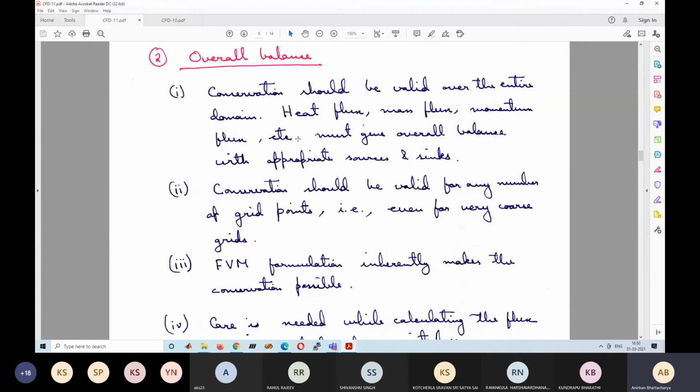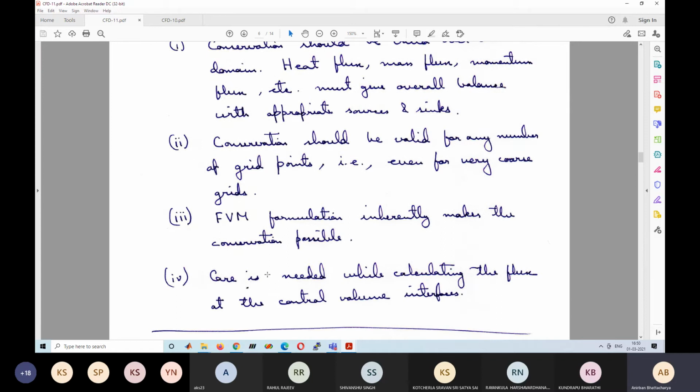But luckily for us, in the finite volume method conservation is always valid because of the way we derive the discretized equation by integrating the governing equation. So finite volume formulation inherently makes the conservation possible. Okay, why? Because the differential equation is integrated over the entire subdomain control volume. So over the entire subdomain, the conservation of properties is valid. Okay.